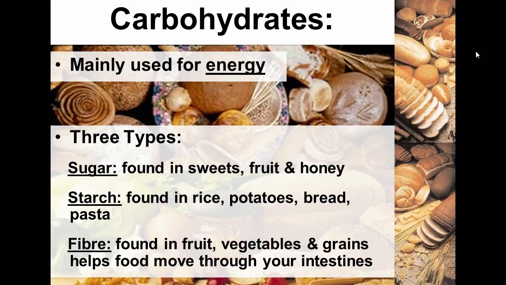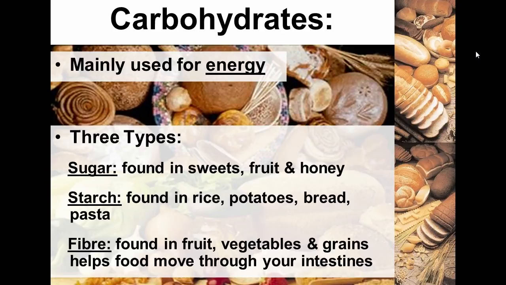You really find them in every culture, whether it's rice, potatoes, wheat, which makes bread and flour and pasta and all those sorts of things, or corn, we all have some sort of carbohydrate that's a real staple in our diet. So carbohydrates are our main source of energy, and there are three types though. There are sugars. Sugar is a type of carbohydrate, and sugar is found in sweets and fruit and honey, things like that. Anything that tastes sweet.